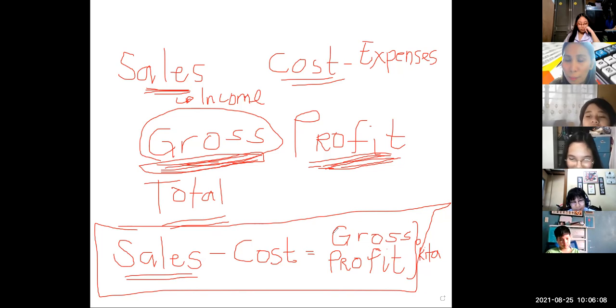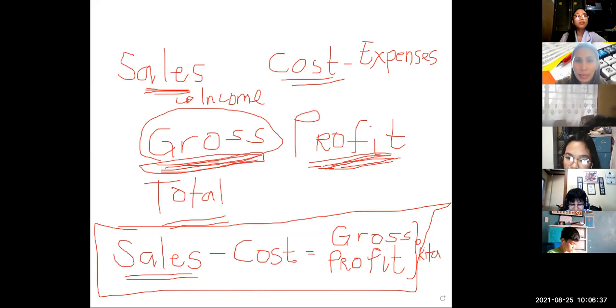Ayan. Para maging aware kayo sa lahat ng mga finances sa bahay or sa business. So ito yung formula na ginagamit for you to know kung paano ang computation. Whether business or sa bahay or in household. Okay? Sige.